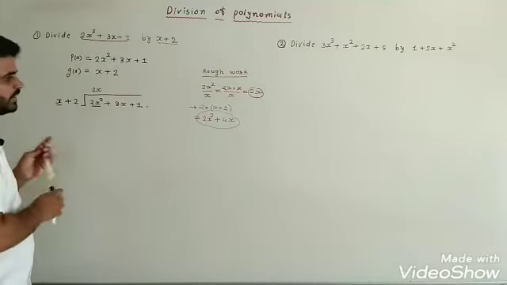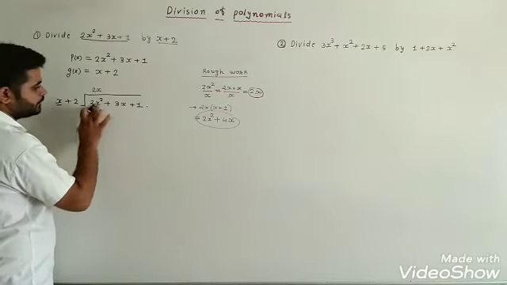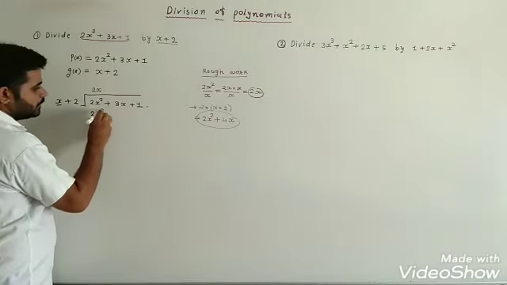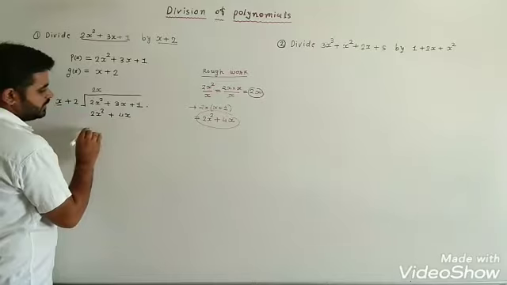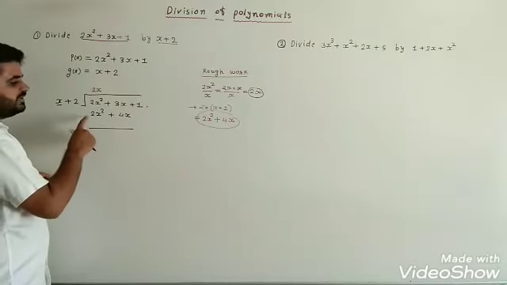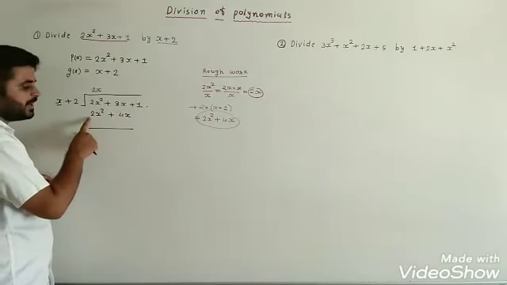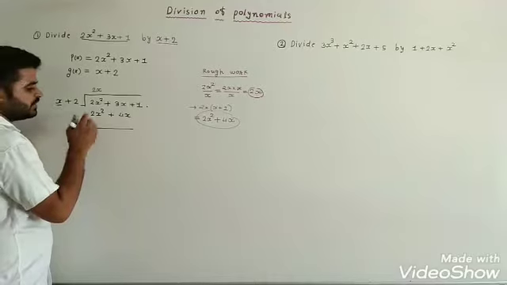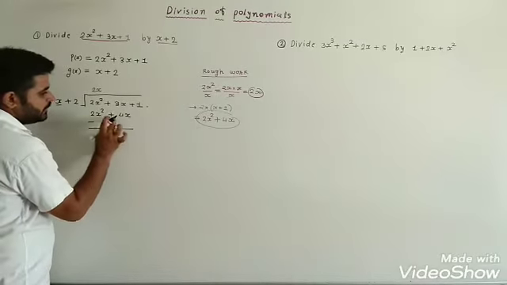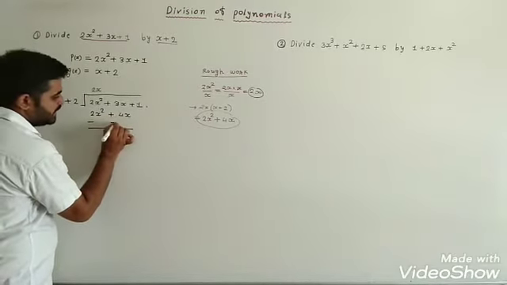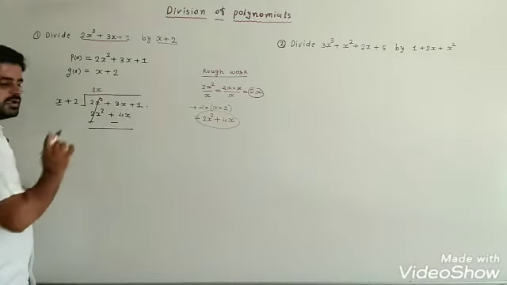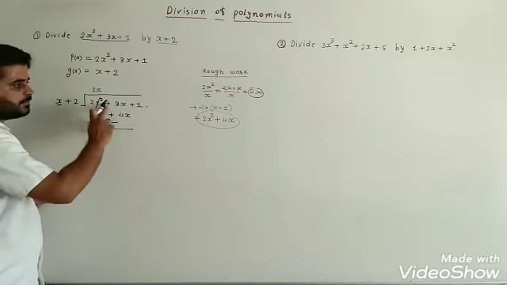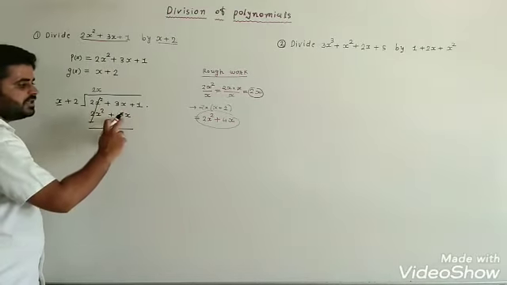Okay, so we have 2x square plus 4x. Now we have to change the sign of it. We have to do the subtraction of this. So this 2x square is here negative, plus 4x becomes negative 4x. Okay, now these both terms are cut. Here is plus 3x minus 4x.